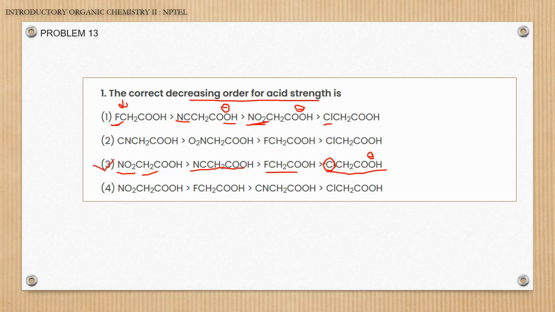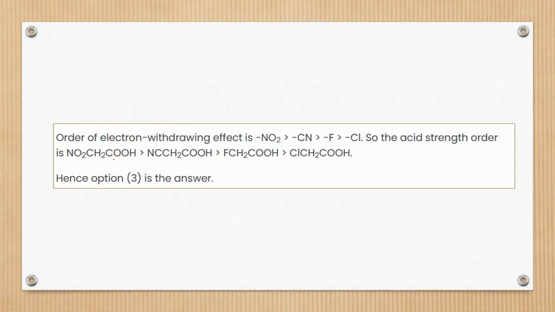So is it clear to all of you? This is a very simple question. So is it clear? Yes, ma'am. So here you can see nitro, cyano, fluorine, and chlorine.